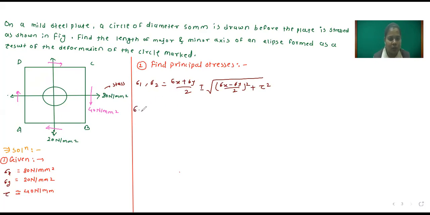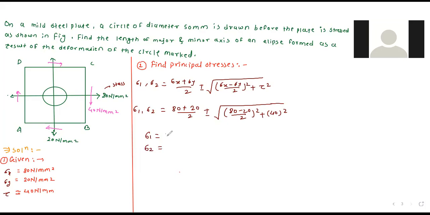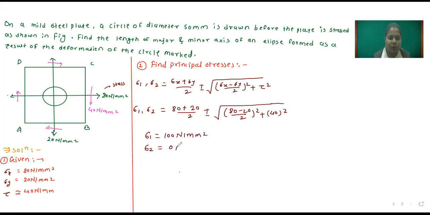Okay, so sigma 1 and sigma 2, which is equal to (sigma x is 80 plus sigma y is 20) divided by 2 plus minus square root of ((80 minus 20) divided by 2) bracket square plus 40 square. Now you tell me sigma 1, which is equal to how much? Okay, 100 Newton per mm square, and sigma 2, which is equal to 0 Newton per mm square. So these are the principal stresses.